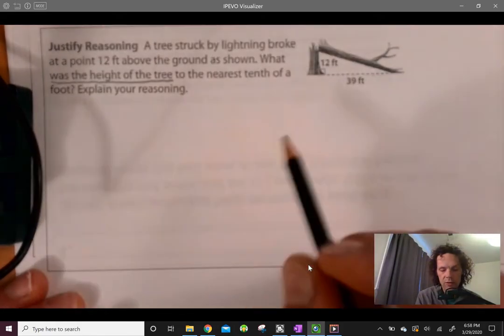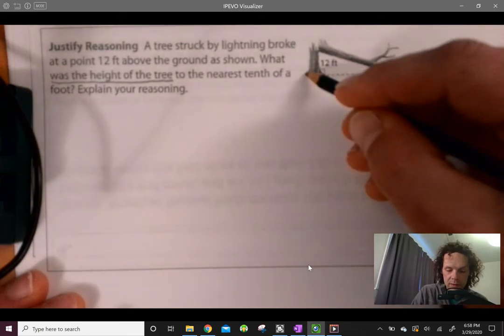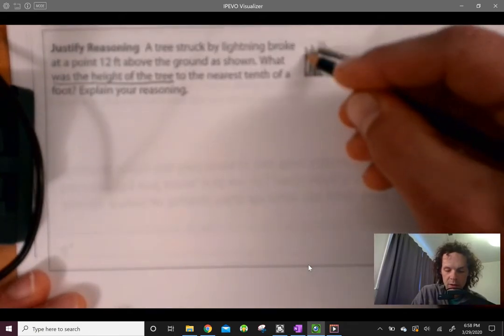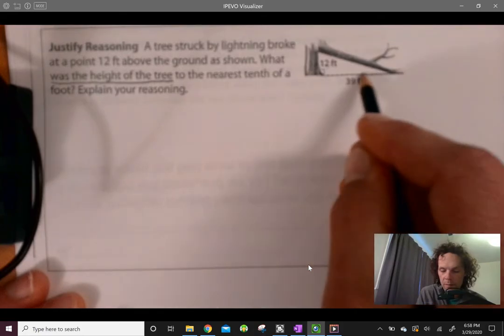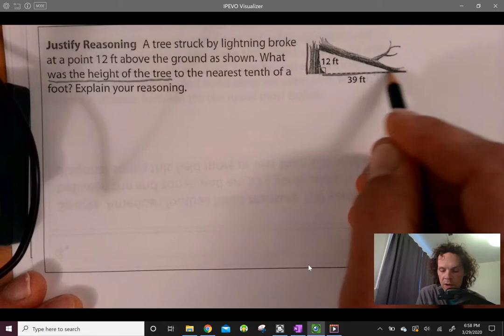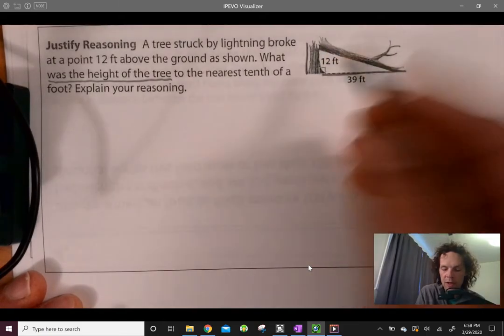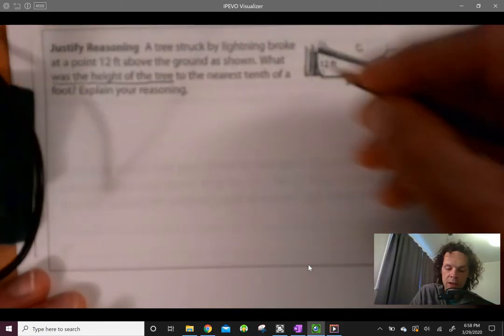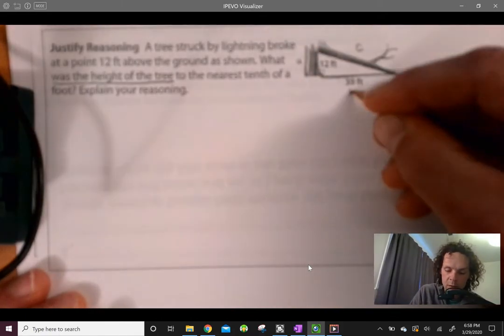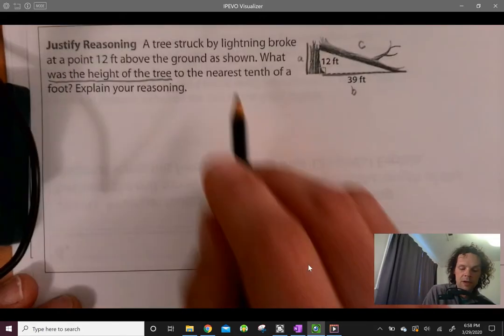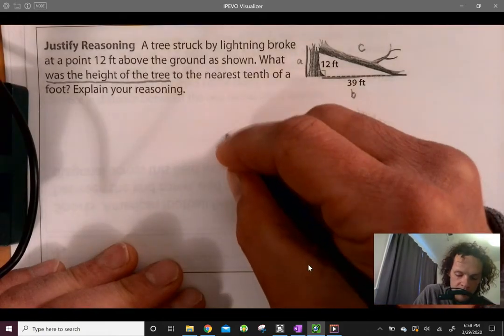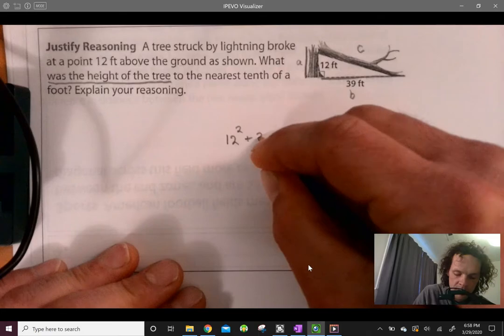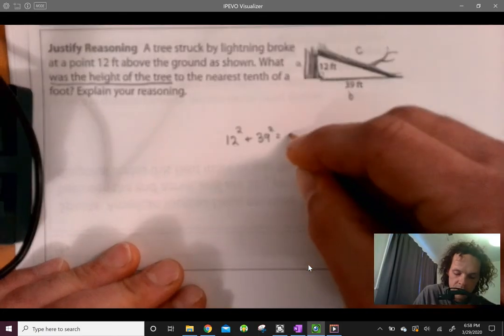What was the height of the tree? So I know that it's still got a 12-foot piece right here. And I know that from there to there is 39 feet. Okay, so I can find how long this broken piece is. I can find the hypotenuse C because I know what A and B are. I'm trying to find the height of the tree to the nearest tenth of a foot and explain my reasoning. Well, I know that 12 squared plus 39 squared is going to equal C squared.